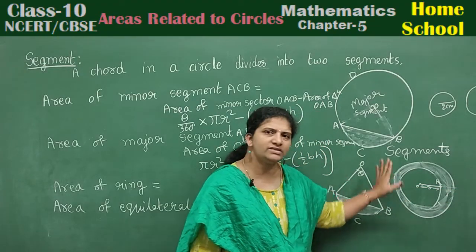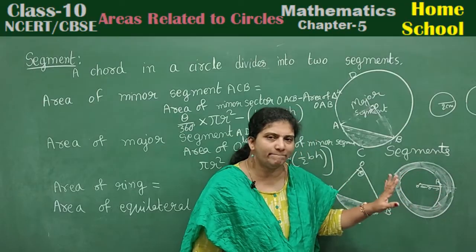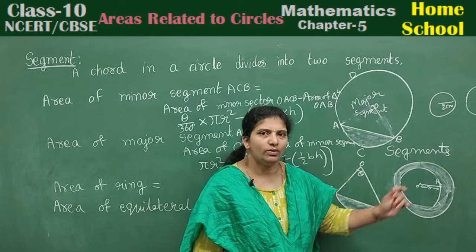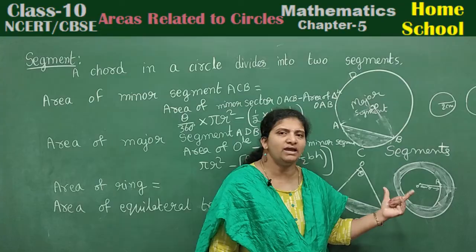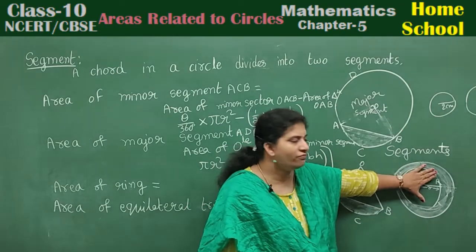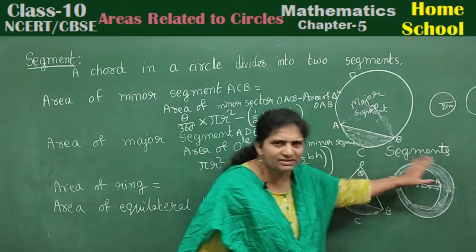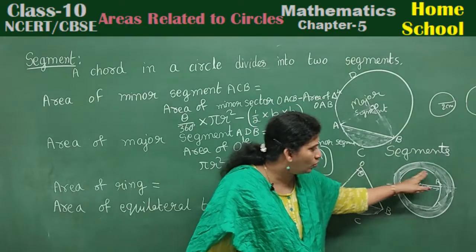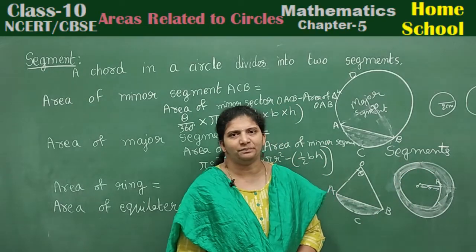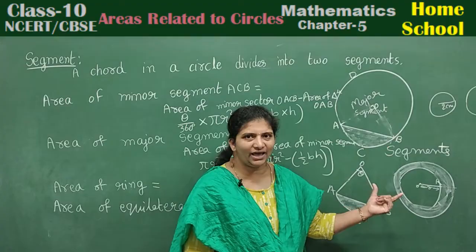Capital R. What is the area of the full circle? Pi r square. What is r? Capital R. Pi capital R square is the area of the full circle. In this circle area, I don't want the small circle area. Then I am going to get the ring area.